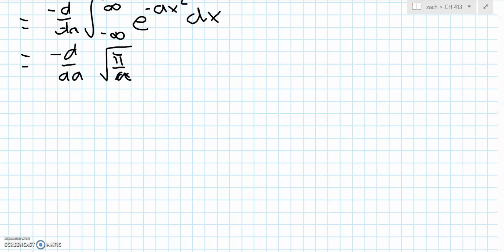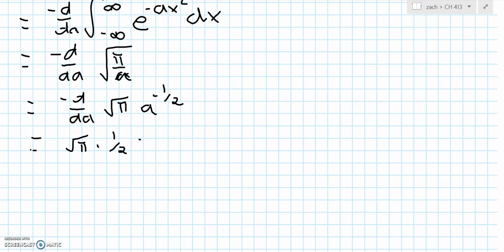So maybe an easier way to see this, so we have minus d/da of the square root of pi, and then a to the minus 1/2. So this is equal to the square root of pi times 1/2, and then if we're subtracting a power, a to the minus 3/2. Okay, so hopefully that made sense.